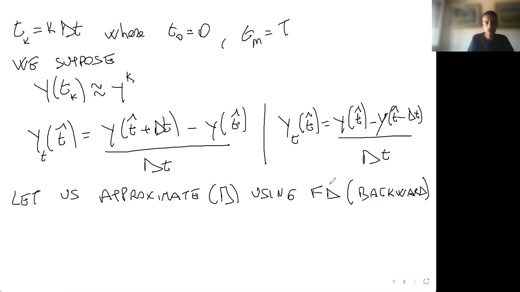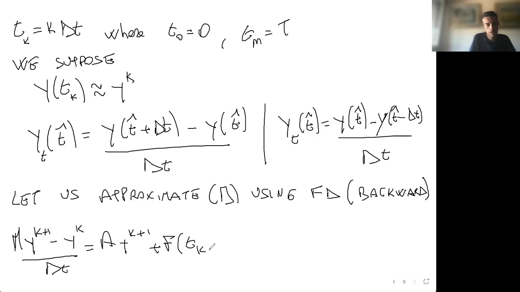So if I want to use the backward approximation, I'm going to substitute the time derivative using this formula. What we are going to have is M (y_{k+1} minus y_k) over delta t equal A y_{k+1} plus f(t_{k+1}, y_{k+1}).